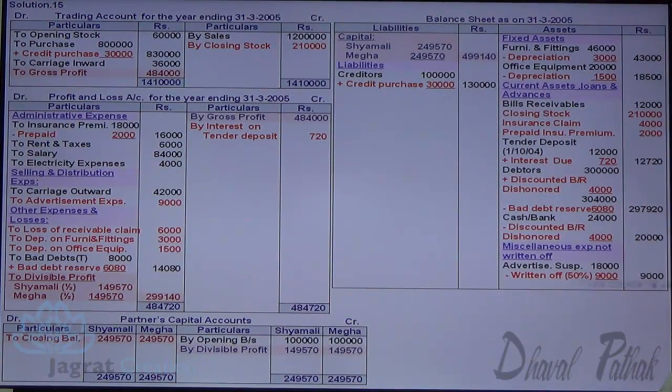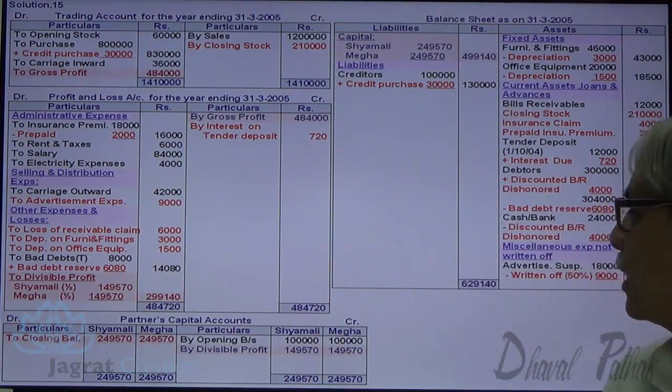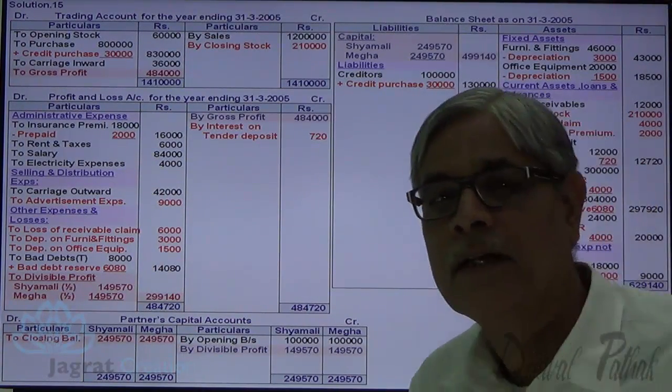Now have a total of both the sides of the balance sheet. Asset side total is 6,29,140. That is a total of 43,000, 18,500, 12,000, 2,10,000, 4,000, 2,000, 12,720 tender deposit. The debtors net amount reported in the balance sheet 2,97,920. Then cash and bank balance 20,000. Advertisement suspense account 9,000. Total is 6,29,140. And same way total of the liability side is same. This is how this balance sheet tallies.